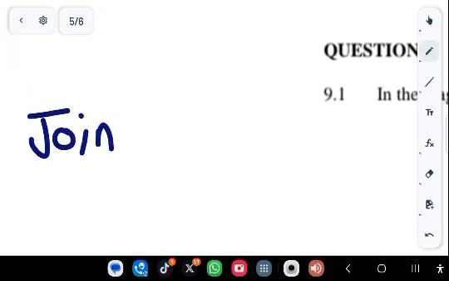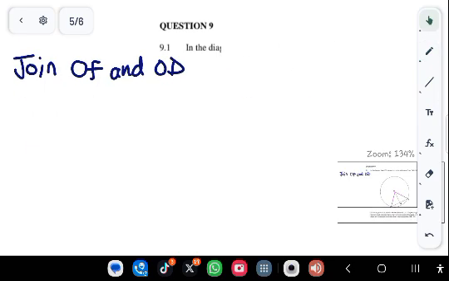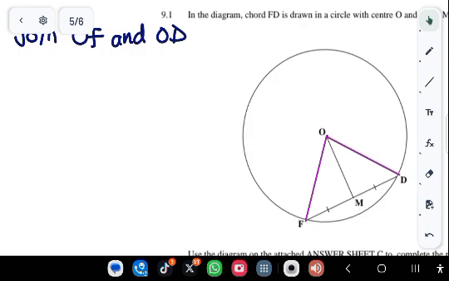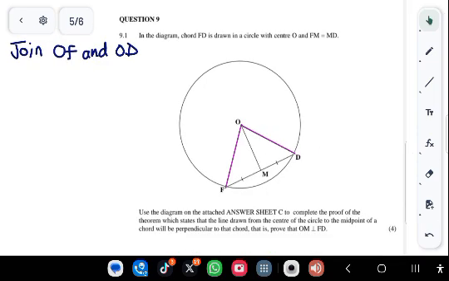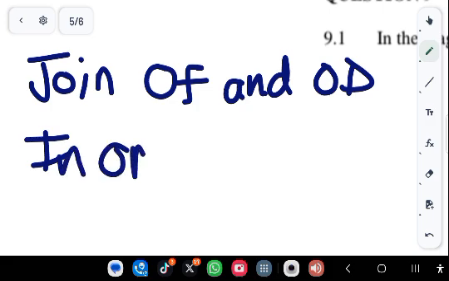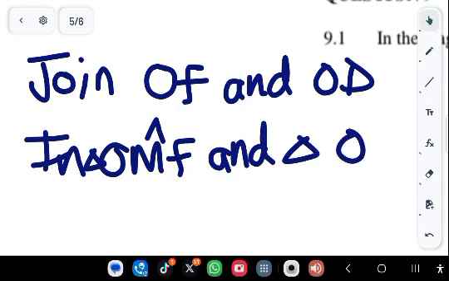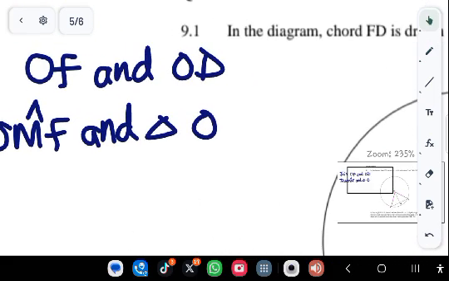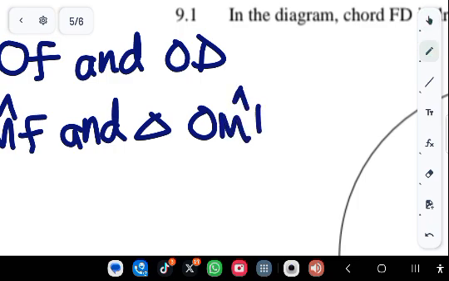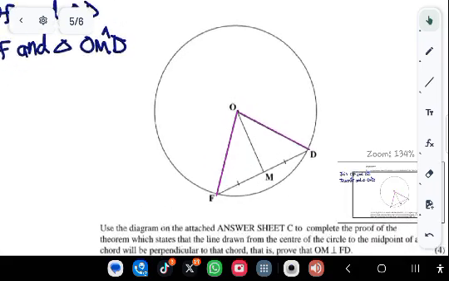Join OF and OD, and that leaves us with 2 triangles. Now in triangle OMF and triangle OMD, yes, triangle OMD, just like we did. Okay, we prove congruency.